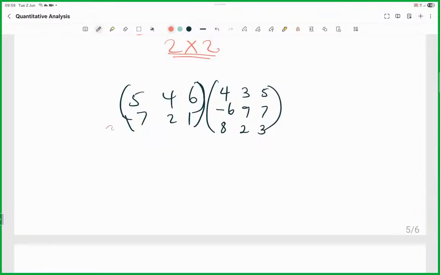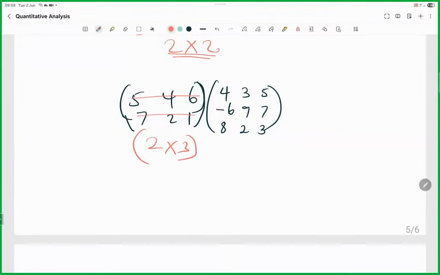So these two matrices here, the first one will be what by what? Rows by columns. The first one here is 2 by what here? It is 2 rows by 3 columns.